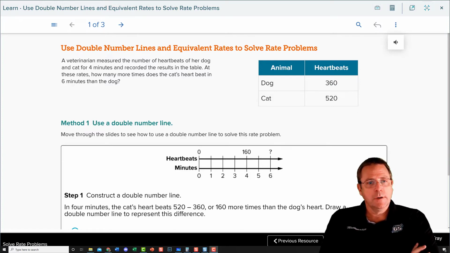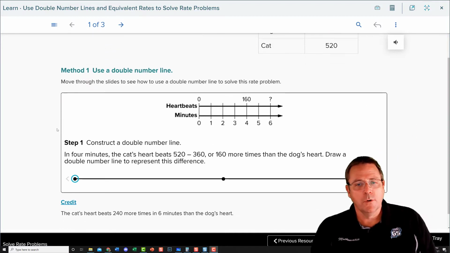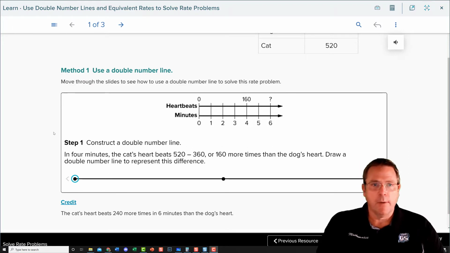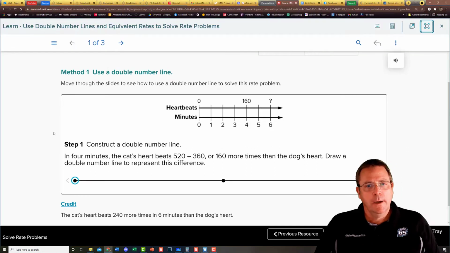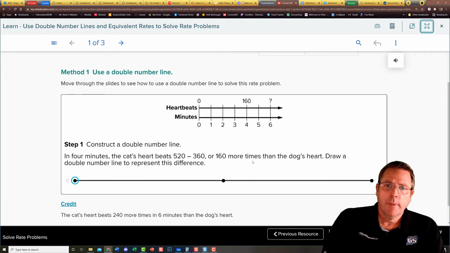The first one is going to be method 1, using the number line that we've done before, the double number line. So we're going to scroll down and take a look at how that one worked. Now this should be a straight up review to you, but let's go ahead and look at it anyhow. You can see that they've created a double number line here, and on one line they have heartbeats, on the other line they have minutes, with the goal being to get to 6 minutes here.